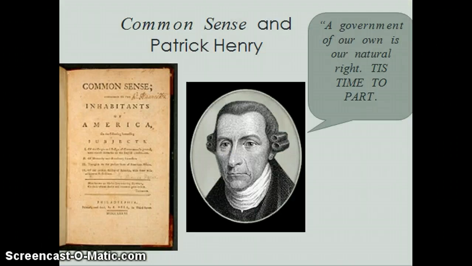The other thing that started to really turn the tide was a pamphlet that was written by a gentleman named Patrick Henry, who was from Virginia, and he wrote a pamphlet called Common Sense, and he was clearly influenced by the Enlightenment. What he said in this book was basically, a government of our own is natural. It's a natural right, pulling from Enlightenment thinking. And he said, "'Tis time to part." Common Sense was one of the most widely read pamphlets in the colonies during this time period.